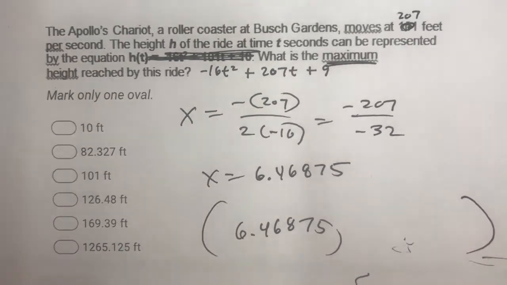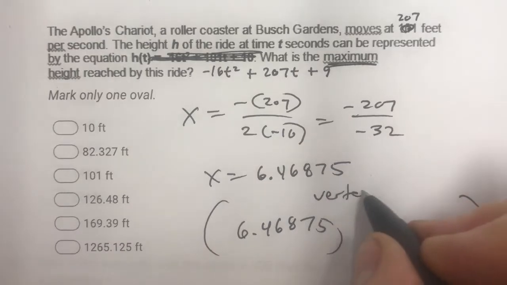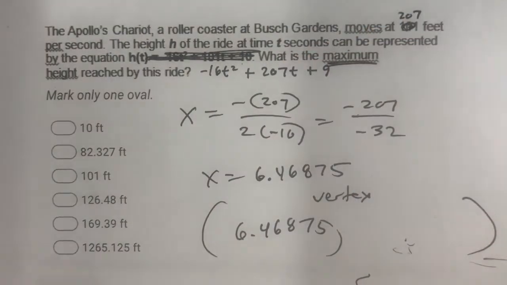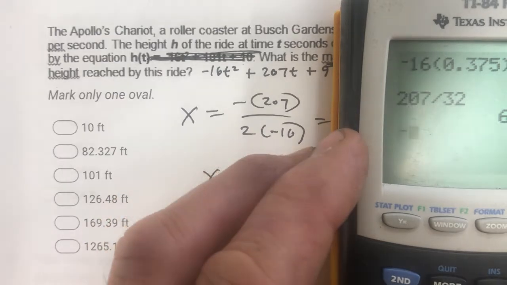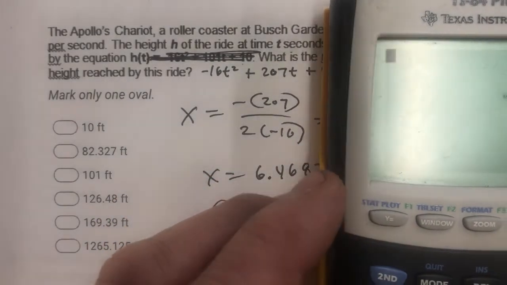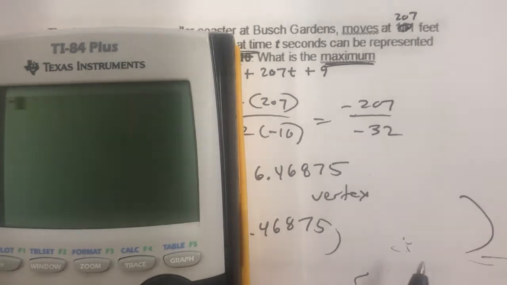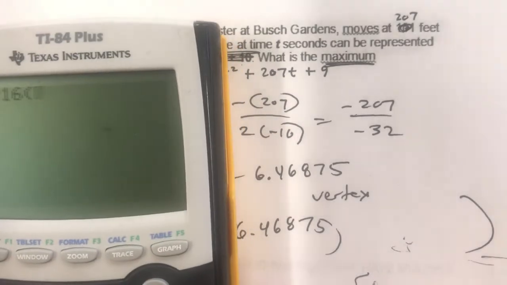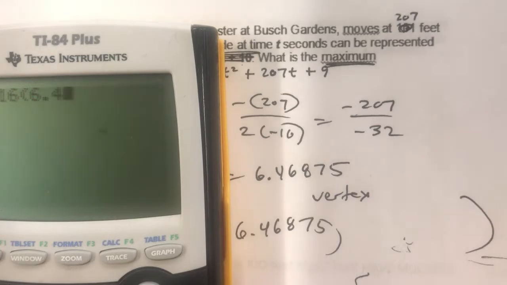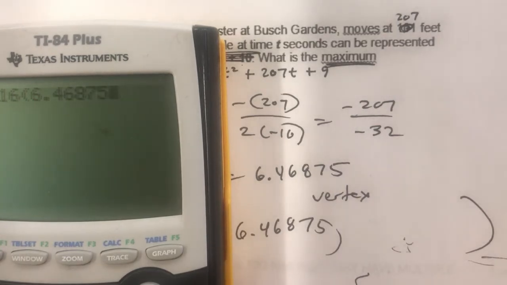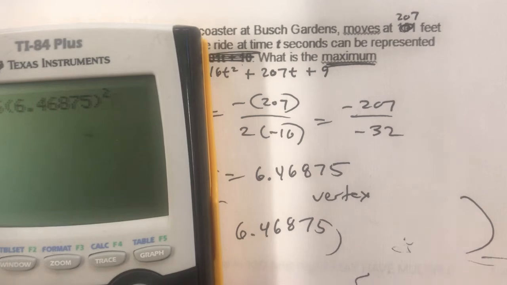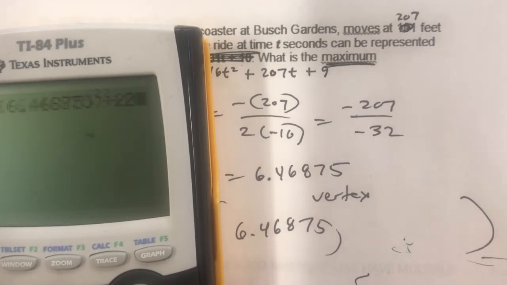I need to plug it in to figure out what the y is. This is my vertex. I need to plug that in the formula. So let's see here. Negative 16. Let's clear this off. Negative 16 times 6.46875 in parentheses squared plus 207. Then we'll have 6.46875, and then plus 9. And there you go.